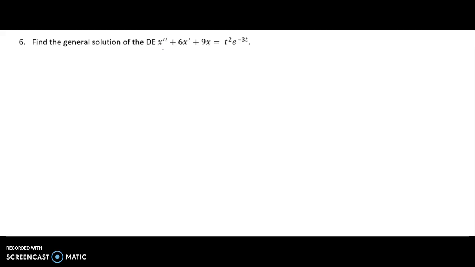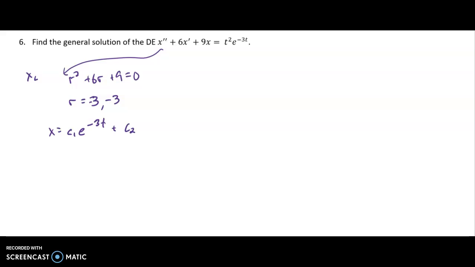So this right here would give me r squared plus 6r plus 9 equals 0. This is for the xc. It factors down to r plus 3 squared, which gives me r equals negative 3, comma, negative 3. So that gives me x equals c1 e to the negative 3t plus c2. I'm going to have an e to the negative 3t, but in order to make this linearly independent from the other solution, I've got to put a t there. Otherwise, I only have one c, essentially. All right, so that's my xc.